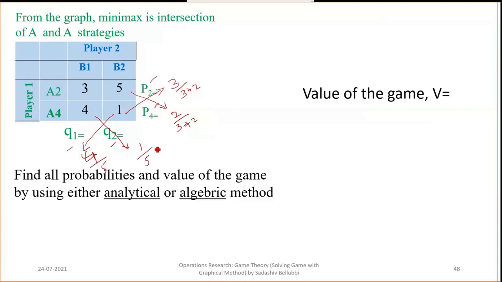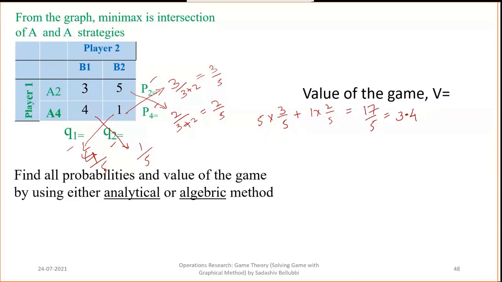For finding the value of the game, you need to multiply P2 and P4 with any one column. I'll multiply with the second column. So the value of the game is 3 by 5 into 5 plus 2 by 5 into 1... that is 15 plus 2 is 17 divided by 5. 17 divided by 5 is 3.4. This is the value of the game.